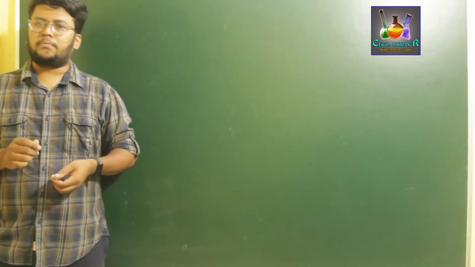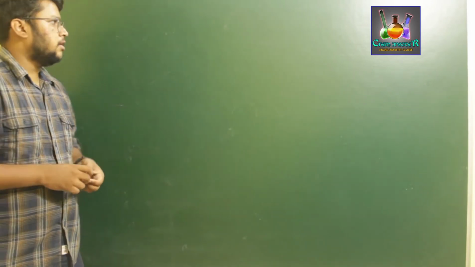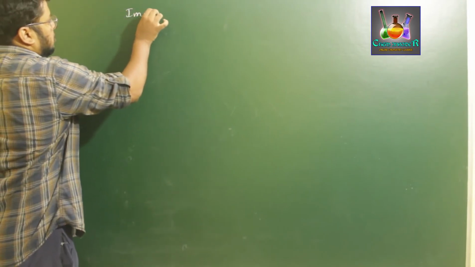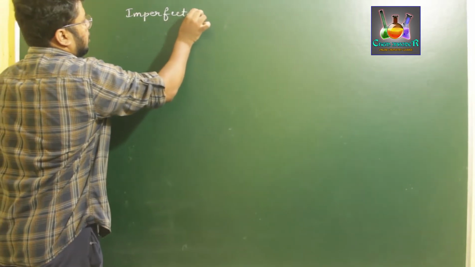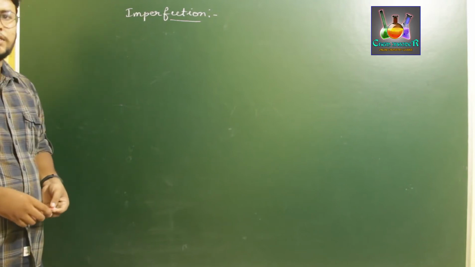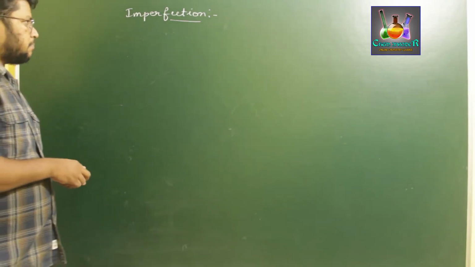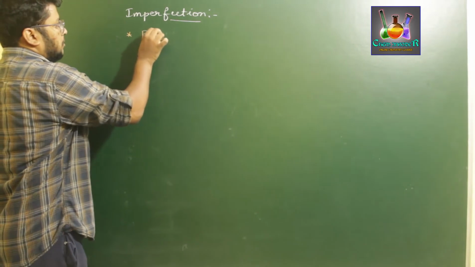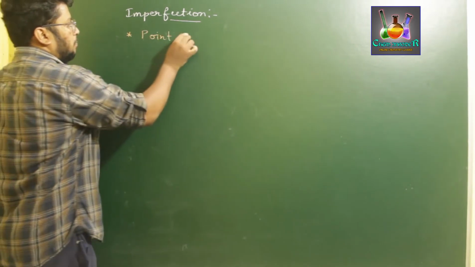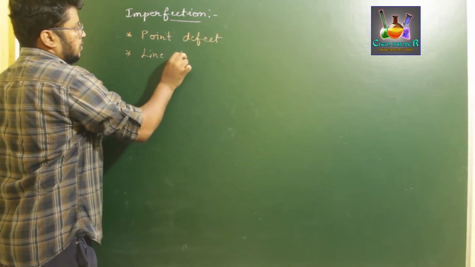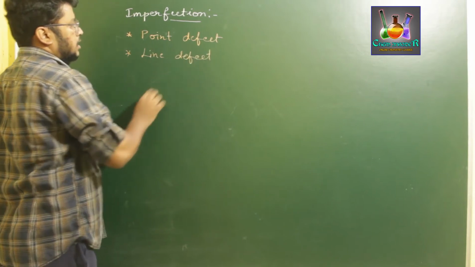Now, whenever we consider a solid crystal, not all solid crystals will be 100% perfect. That being said, we can consider that some amount of imperfection can be found in a crystalline solid or crystal lattice. These imperfections, which can also be called defects, are classified into two types. Those are point defect and the second one is line defect.